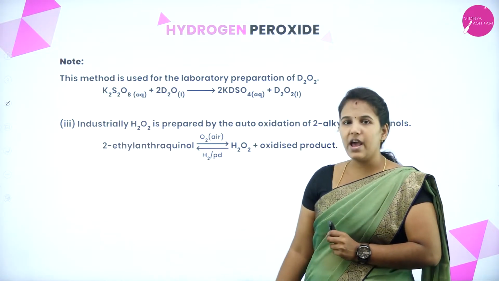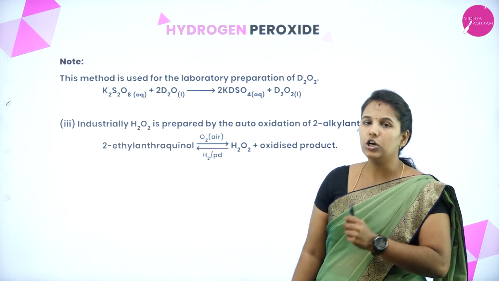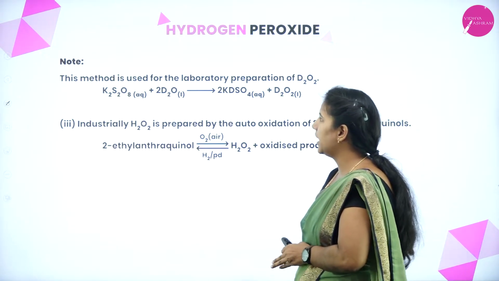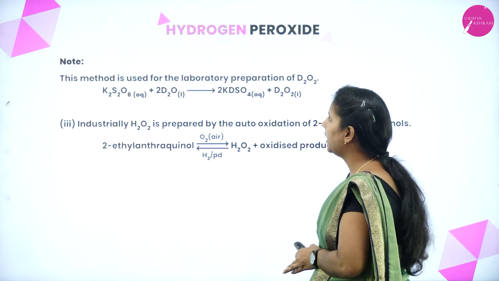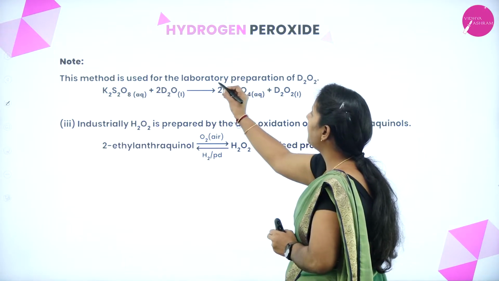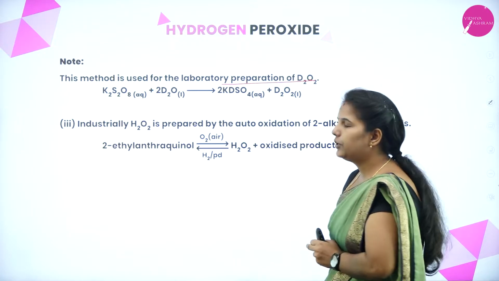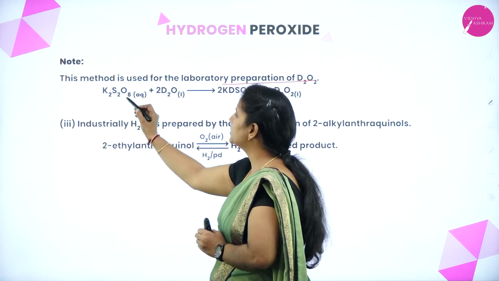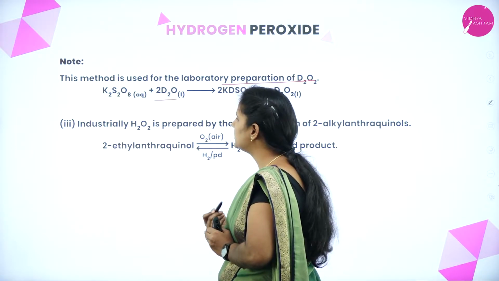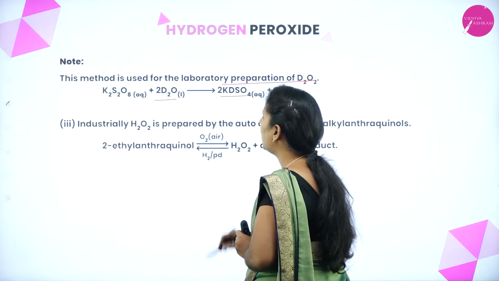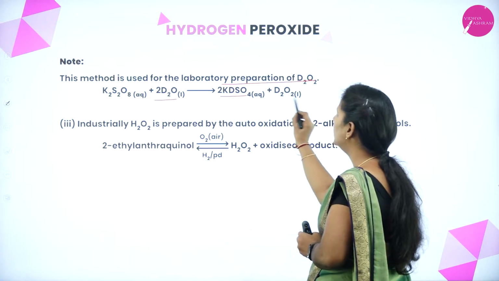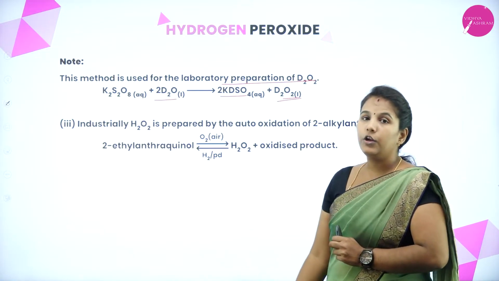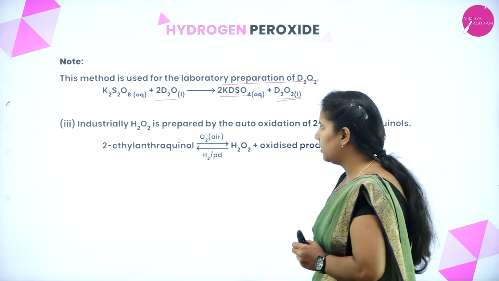Next, we have a few more methods to prepare hydrogen peroxide. This is a method which is used for laboratory preparation of deuterium oxide. So here you can see that K2S2O8 is allowed to react with heavy water, which forms what? KDSO4 with the formation of deuterium oxide.